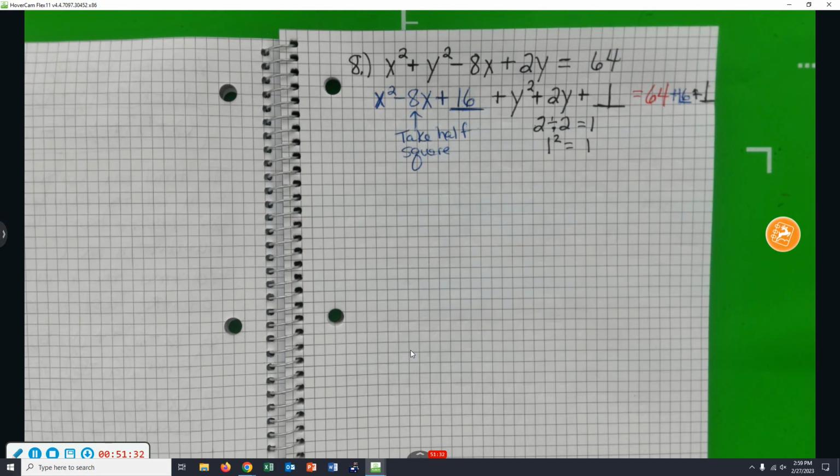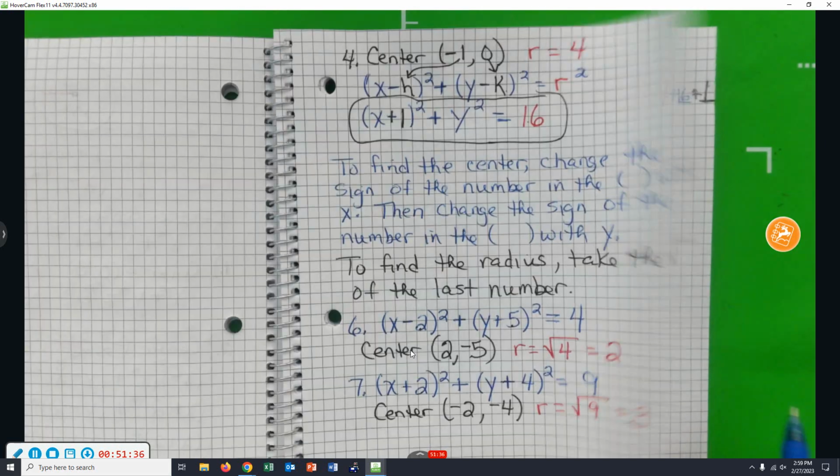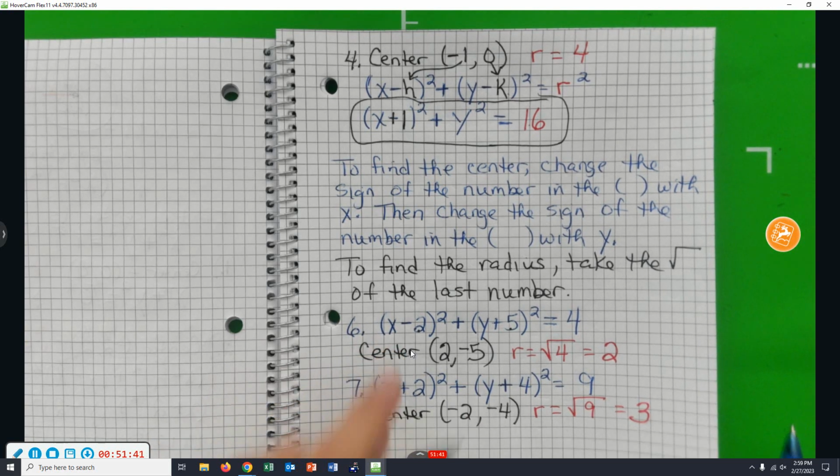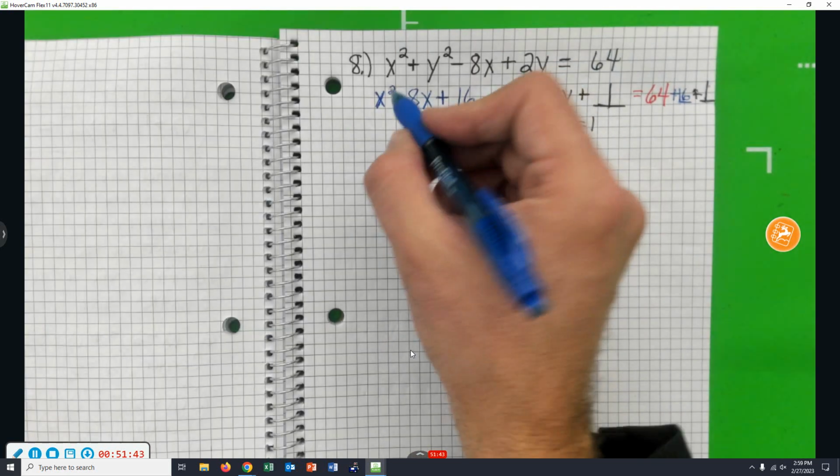What have I accomplished by doing that? Well, remember, our goal is to make it look like this. The parentheses. So, let's factor that first stuff we were doing. How would I factor x squared minus 8x plus 16?